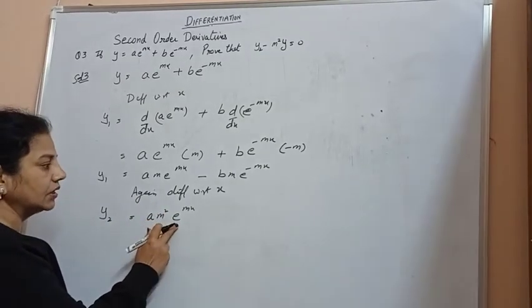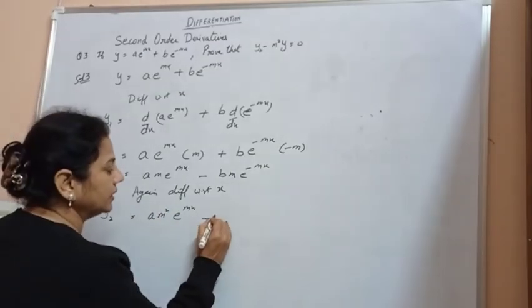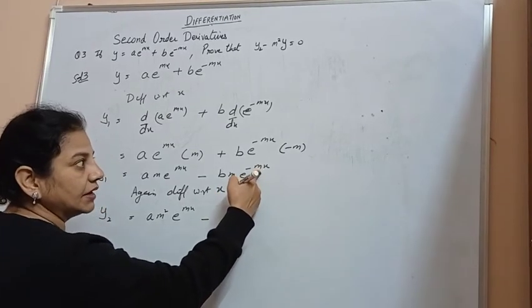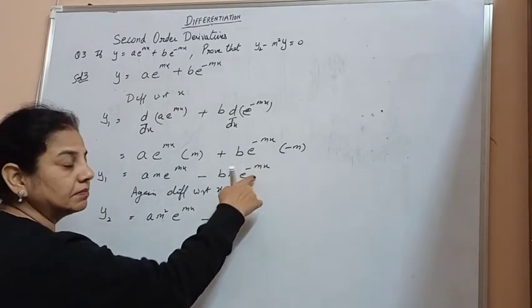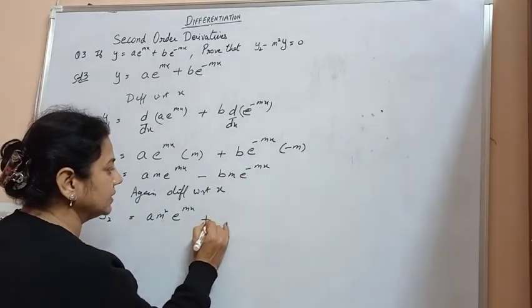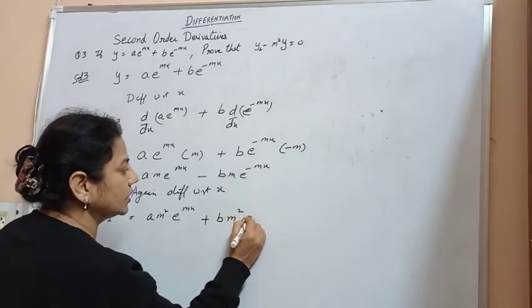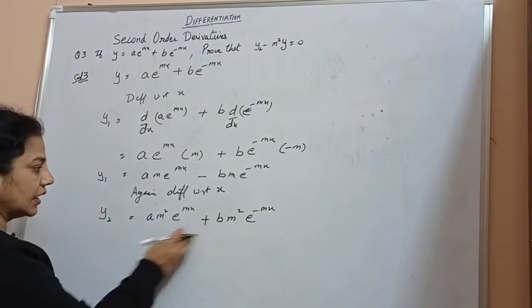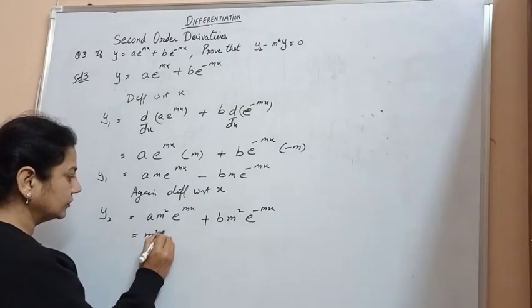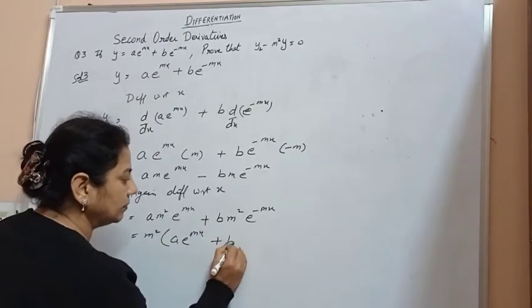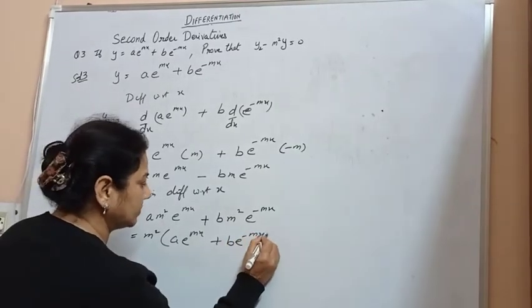So a m square e to the power mx minus b m, and again minus b m into minus m, minus becomes plus. So plus b m square e to the power minus mx. Take m square common: a e to the power mx plus b e to the power minus mx.